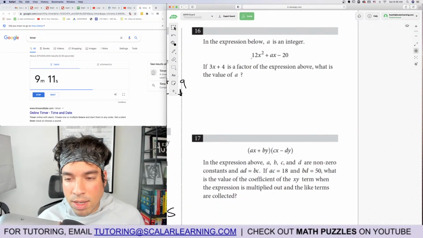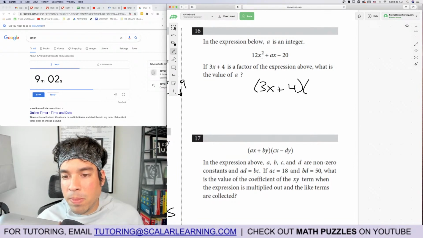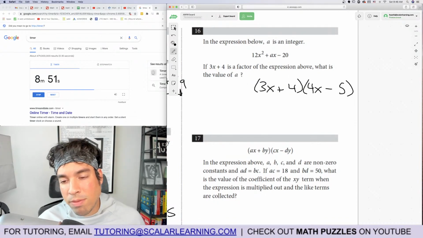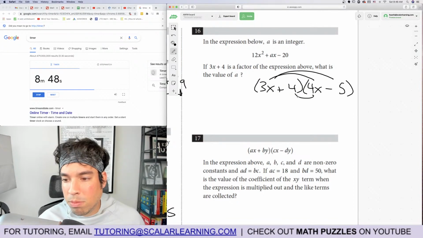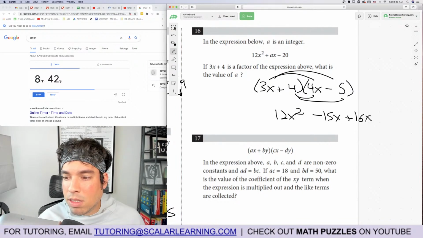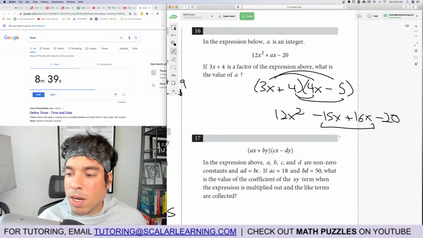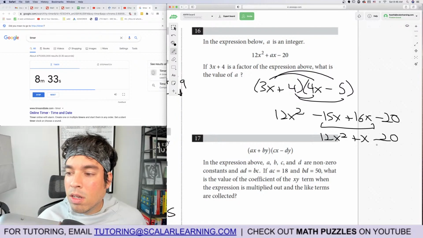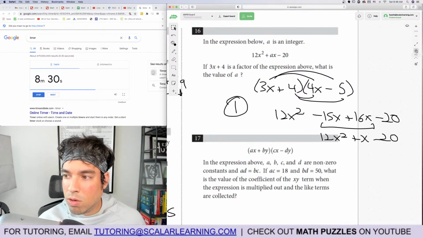In the expression below, a is an integer. If 3x plus 4 is a factor of the expression above, what is the value of a? All right. Straight up, I can say that if 3x plus 4 is here, and I know we're getting a 12x squared when we refoil, it's got to be a 4x here, right? And to get a negative 20, we need a negative 5 here. Now we can figure out the middle term. Redistribute. Boom, boom, boom, boom. I get 12x squared minus 15x plus 16x minus 20. These guys combine to be 1x. So it's 12x squared plus x, right, minus 20. So a is, of course, 1, the loneliest number.